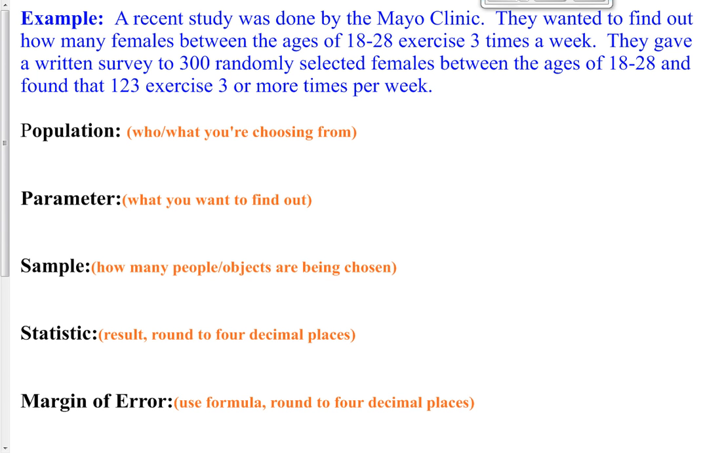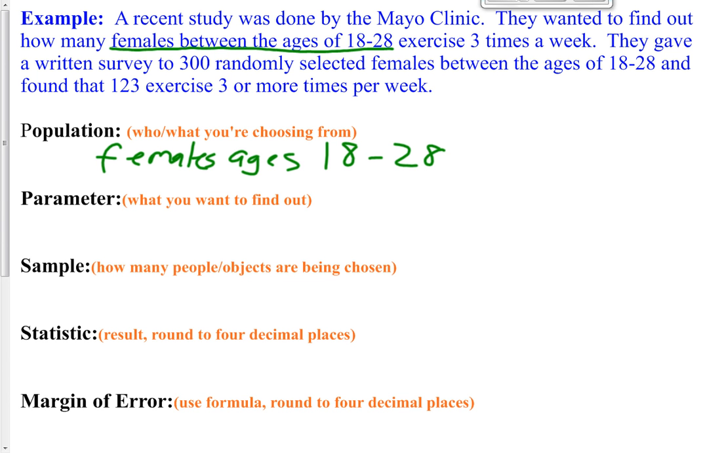Okay, so our population, who or what are we choosing from? Looks to me like our population are females. We don't care about males in this study. All we care about is females between the ages of 18 and 28. That is our population. Females, ages 18 to 28. Parameter, what do we want to find out about them? We want to know how many of them exercise 3 times a week.